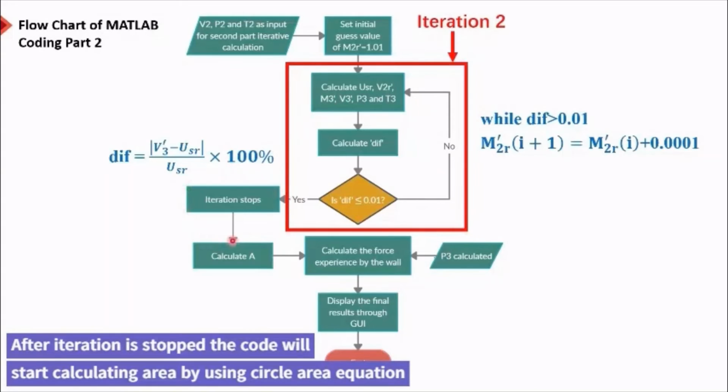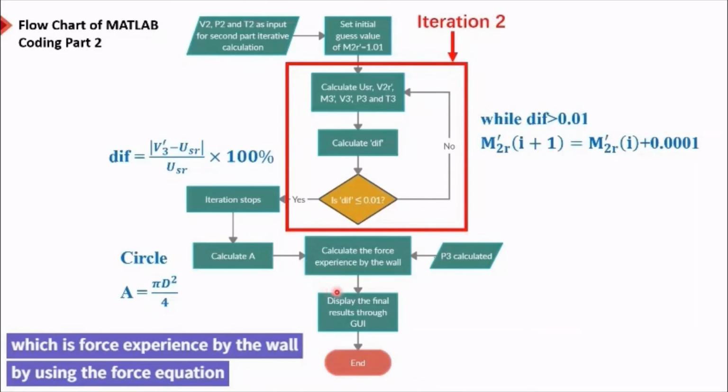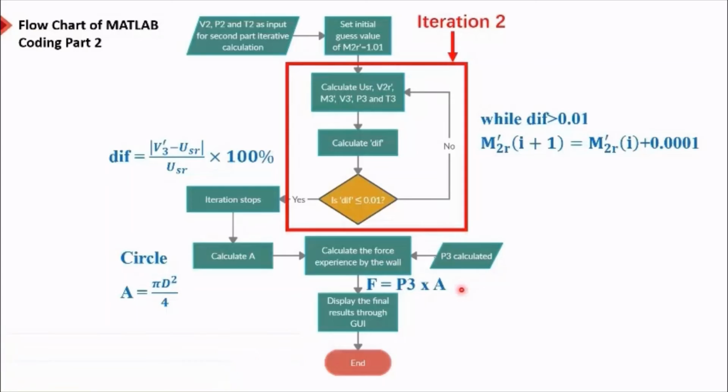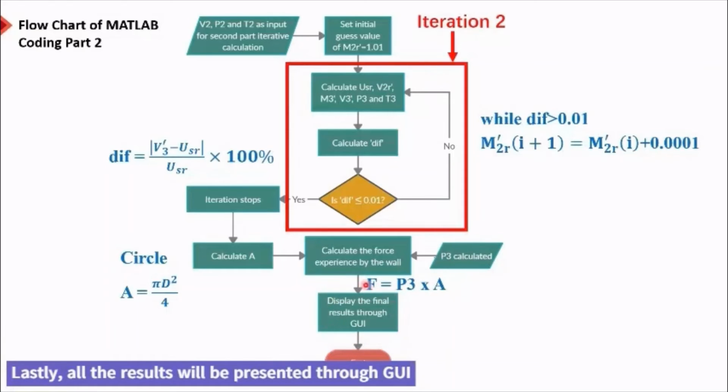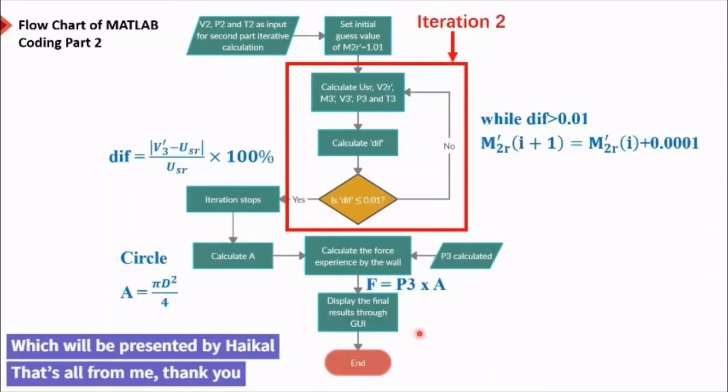After the iteration is stopped, the code will calculate the area by using the circle area equation. Area and P3 calculated are then used to calculate F, which is the force experienced by the wall, by using the force equation. Lastly, all the results will be presented through the GUI, which will be presented by HAIKAL. That's all from me, thank you.